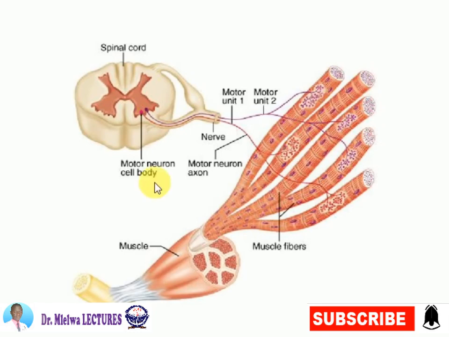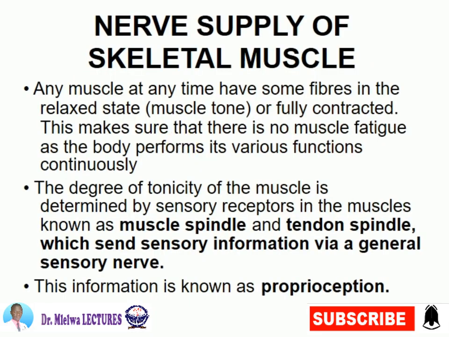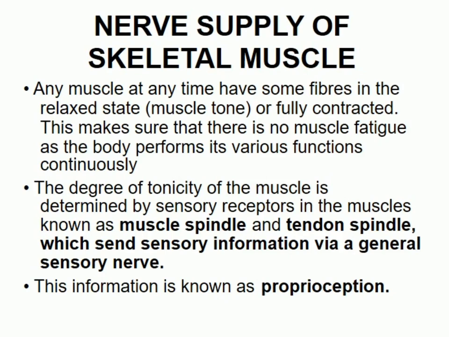So we have the first motor unit, these are spinal nerves from the spinal cord, and they supply the skeletal muscle. So any muscle at any point has some fibers in relaxed state, that means muscle tone, or fully contracted. This makes sure that there is no muscle fatigue as the body performs these various functions. Kwa muscle inapokuwa imecontract, sio fibers zote zinakuwa contracted. Some of them zinakuwa na partial contraction. Lakini tunachomaanisha hapo pia ni kwamba even at resting, sio all fibers of the muscle will rest also. Some fibers will remain in a certain contracted state, and that prevents muscle fatigue.